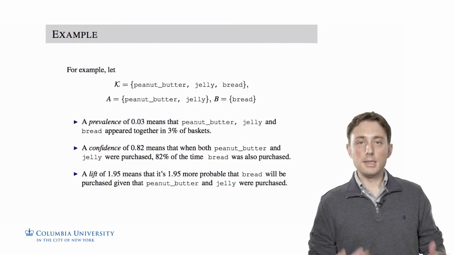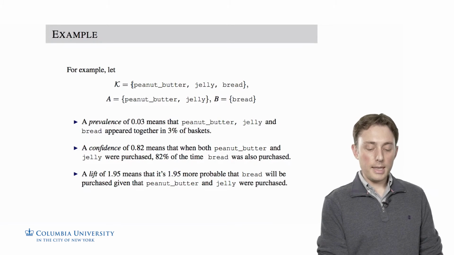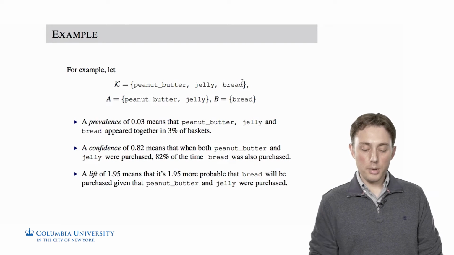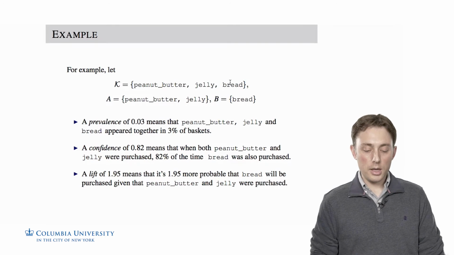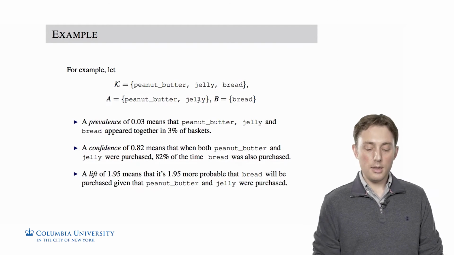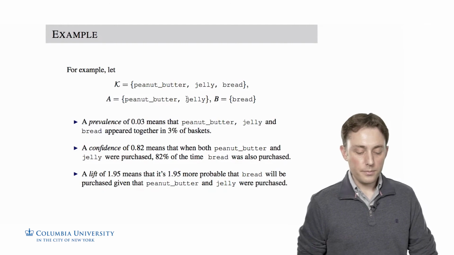So let's look at an example, a simple intuitive example where we define K to be the set of three objects: peanut butter, jelly, and bread. So K has three items in it: peanut butter, jelly, and bread. Then we partition this so that A is peanut butter and jelly, and B is bread. So A and B do not share any items, and the union of A and B is equal to K. So this is the partition of K, A and B.